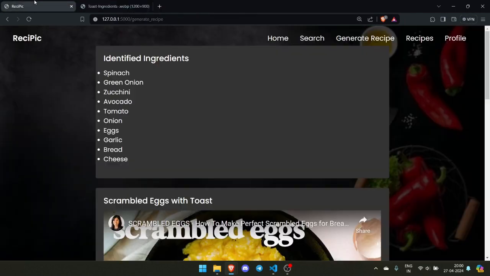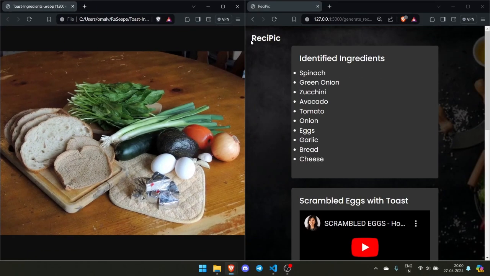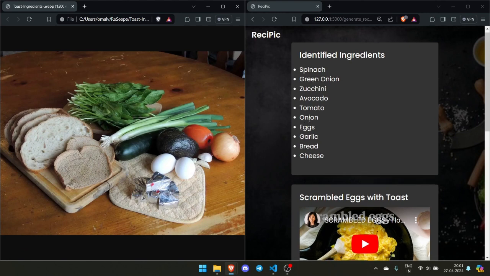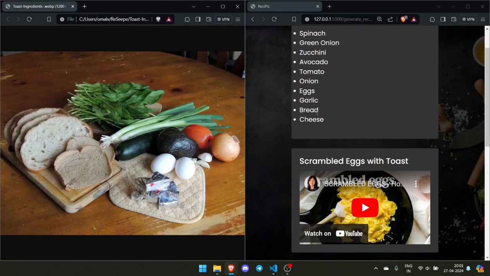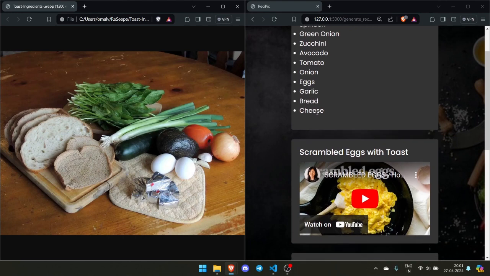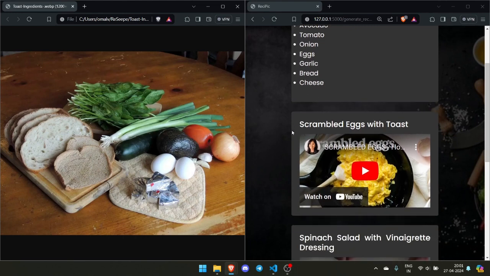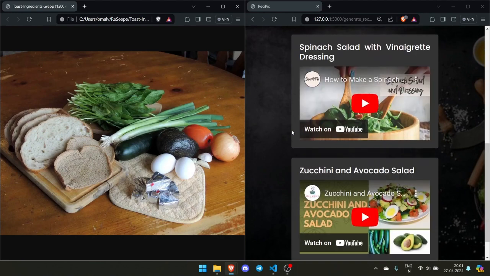So, okay, spinach, correct. Green onion, correct. Zucchini, correct. Avocados, yep, got it right. Onion, eggs, garlic, and bread. So it identified the ingredients correctly and also gave us 4 tasty recipes.